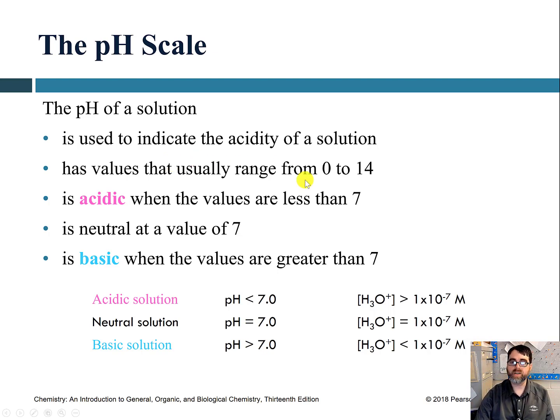For the most part, it ranges from 0 to 14. That 14 you'll recognize from the water constant that we have. The Kw is equal to 1 times 10 to the negative 14th. That negative 14th power there is where this 14 comes from. Acids are less than 7. Neutral is equal to 7. Bases are greater than 7. Of course, strong acids are smaller, lower numbers. Strong bases are higher numbers. Your weak ones are in the middle.